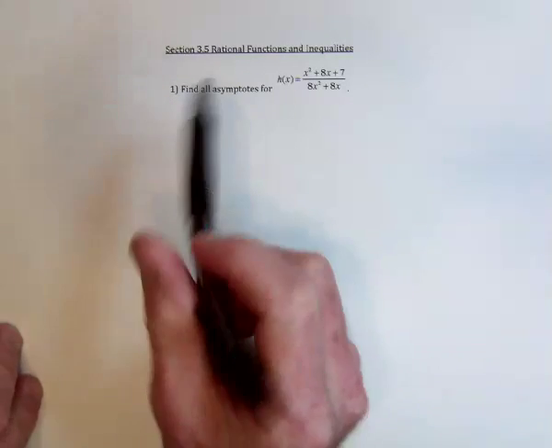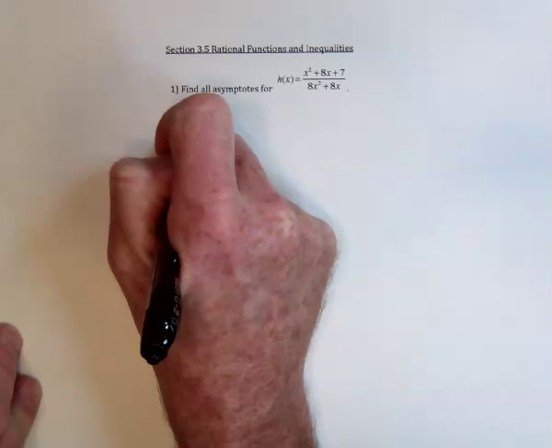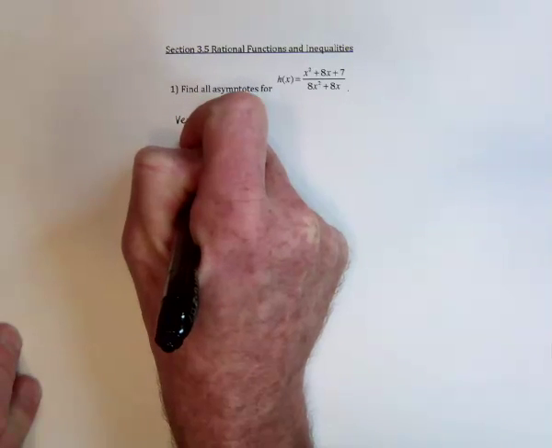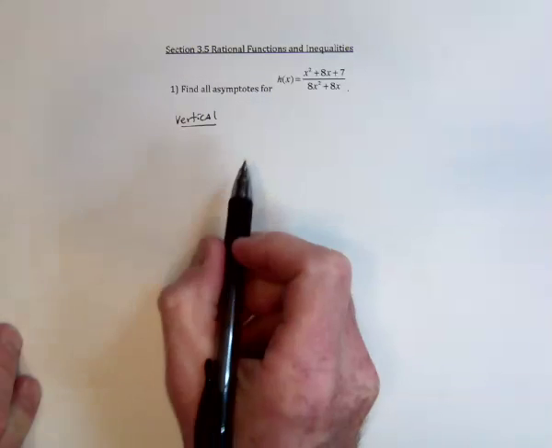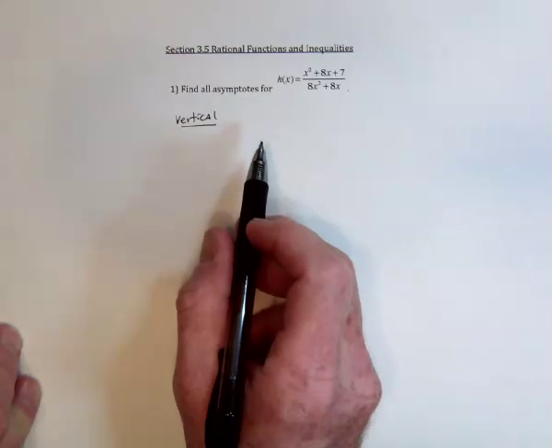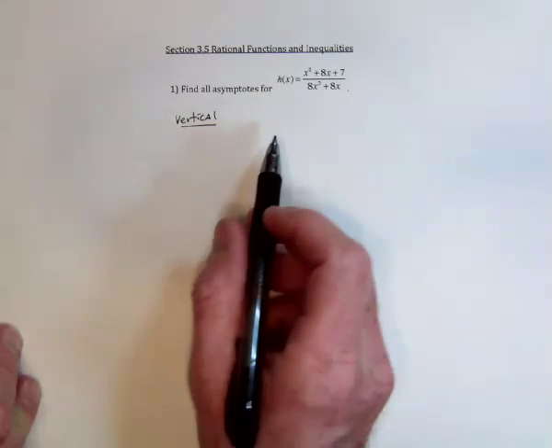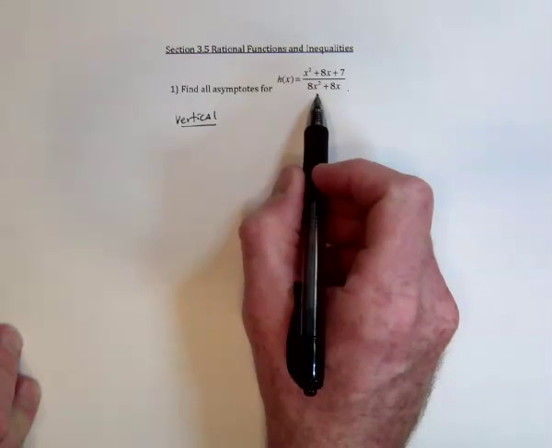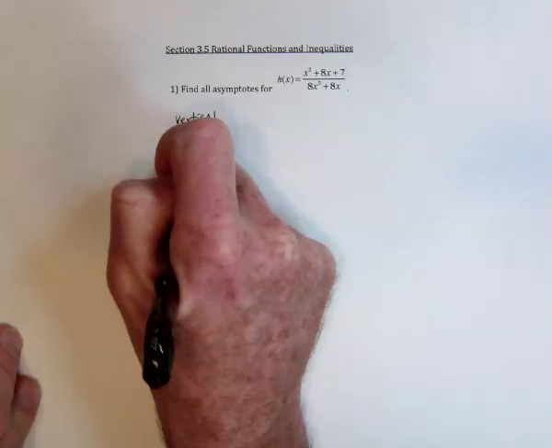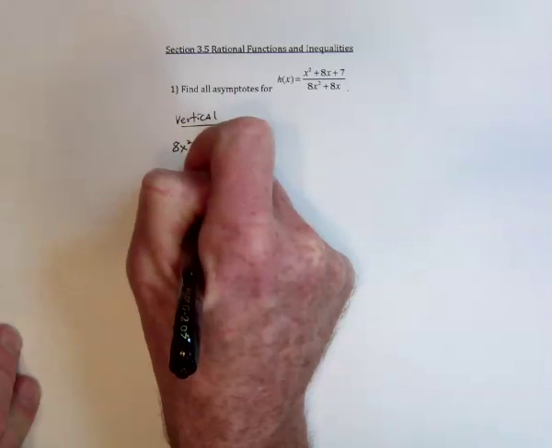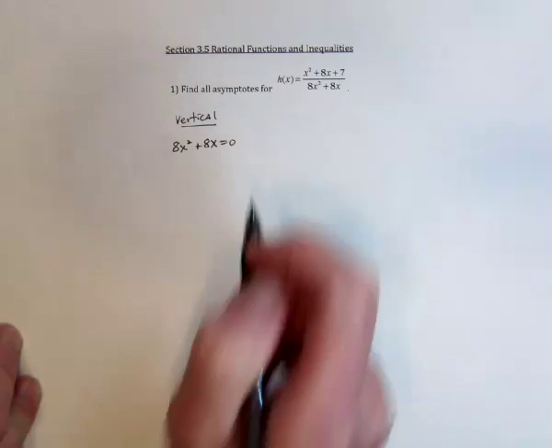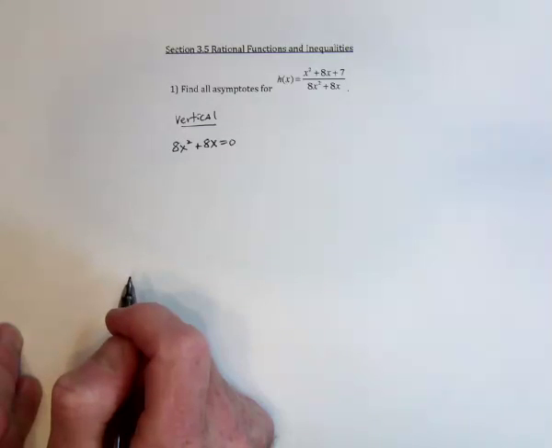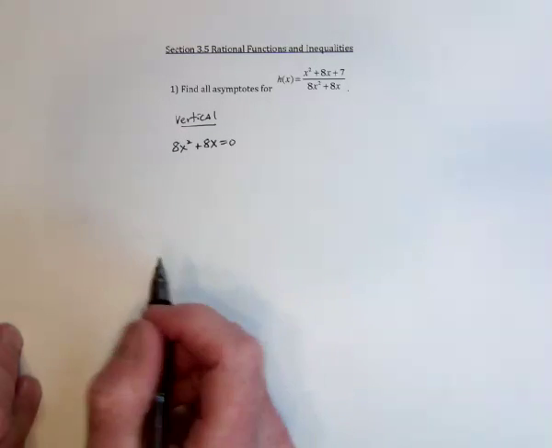So find all of the asymptotes for this function. I'll start with the vertical asymptotes. This is going to be places where the function is undefined. That's caused by division by 0. So if the denominator, 8x squared plus 8x, is equal to 0, the function can have vertical asymptotes there.